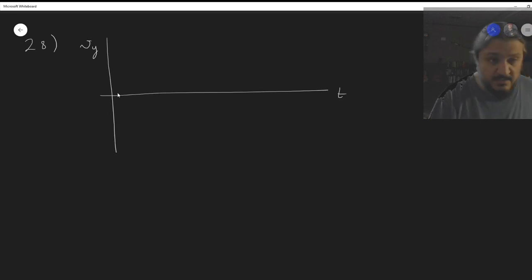So it starts from 0, increases steadily, and then reaches a maximum, and then goes back to 0, and then remains there. No motion at all here, velocity is 0, and then comes downward. Now it's moving downward, right? Velocities are negative here, and slows down, goes back to 0.